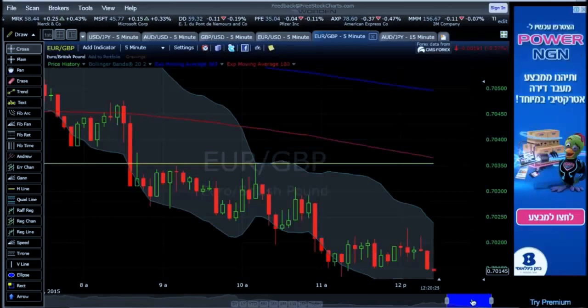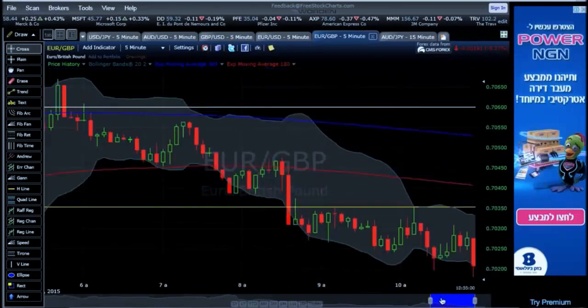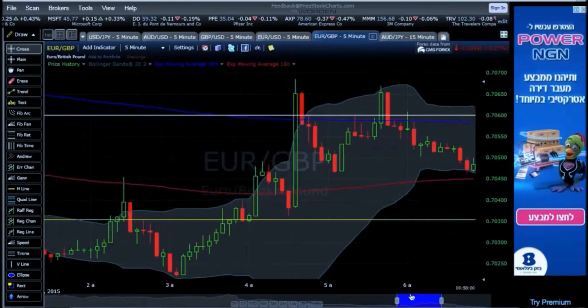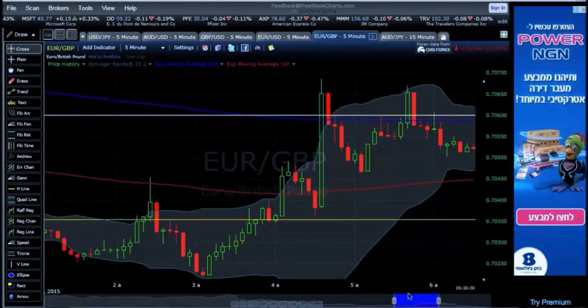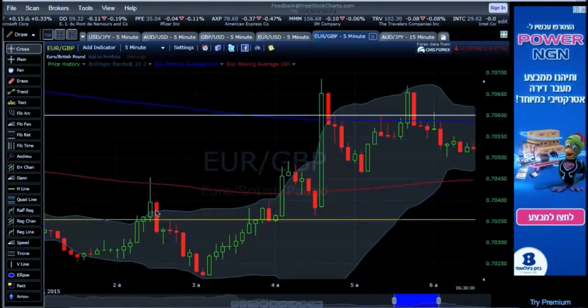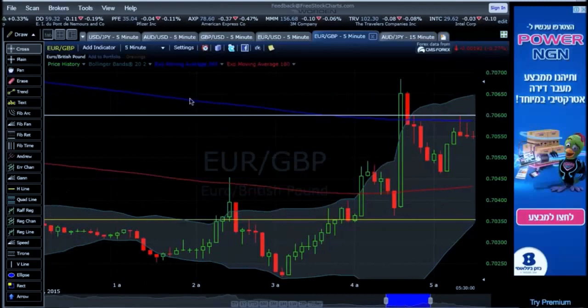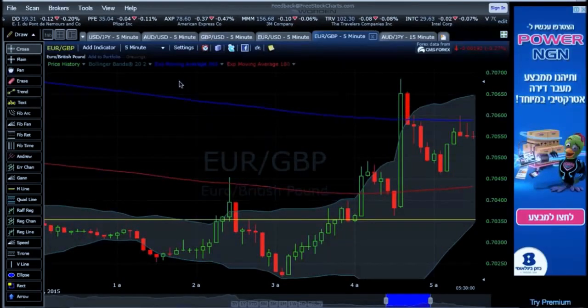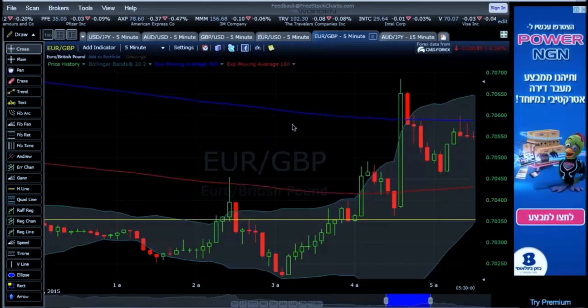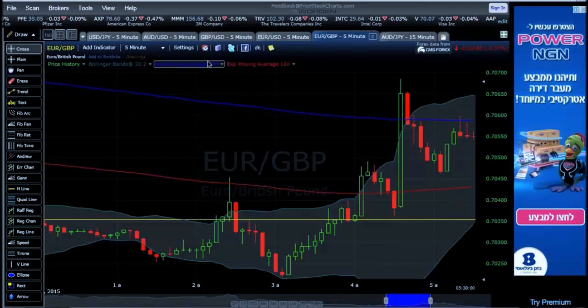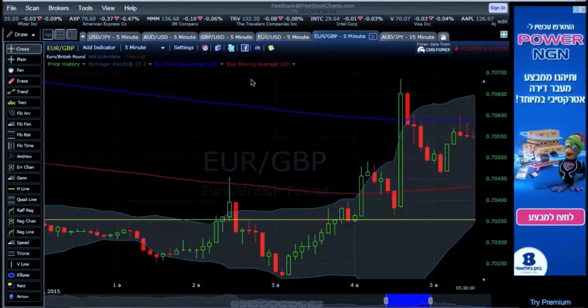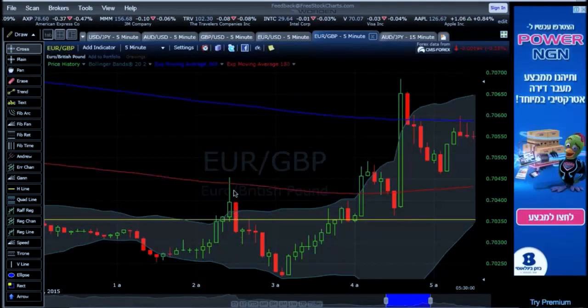Euro GBP is trending nicely down. Alright, here. Look at that. Both lines here, let me remove it. Both lines here, the moving averages are pointing down. The 180, the red line, is below the 365, which means that the overall trend of Euro GBP is downtrend. We will look for our second confirmation.